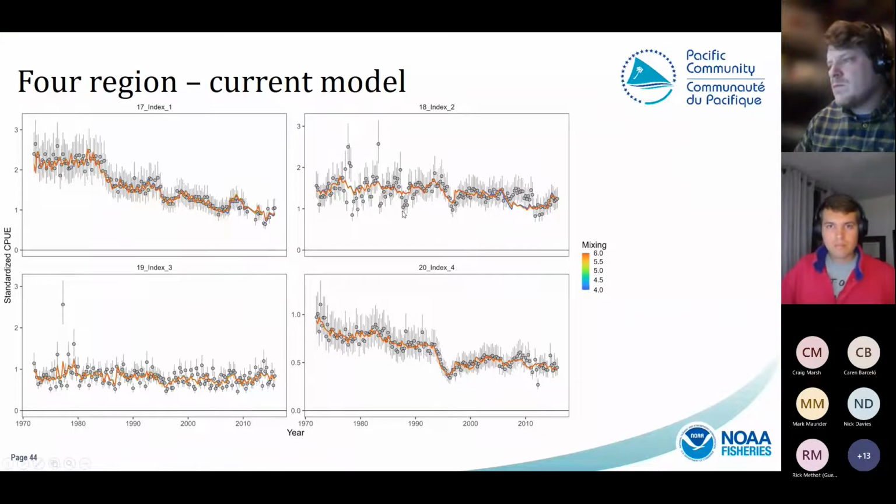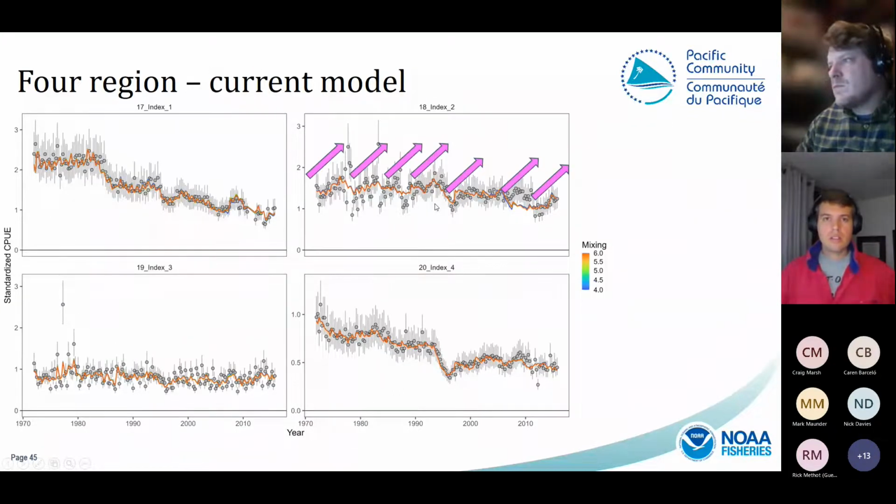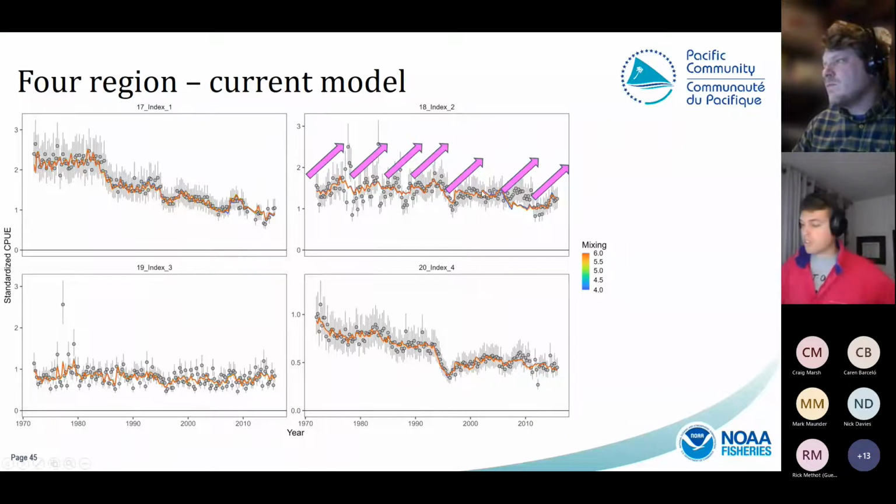Region 2, not so good. And it looks like in region 2, there's some sort of cohort, year class type effect, where you just have these increases. Don't know if that's recruitment related or movement related. Either way, the model is not doing a good job of fitting that as it's currently formulated. So that's perhaps another bit of additional work that could be done to improve things.